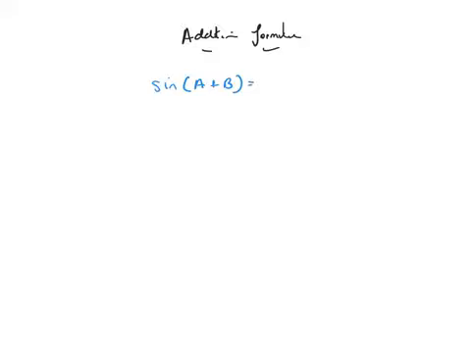Now, sine A plus B can be written as sine A times cos B plus cos A times sine B. Okay, now as we can see, it's sine A times cos B and cos A times sine B with a plus in the middle. So these are beside each other here, which implies that they're multiplying at that point.